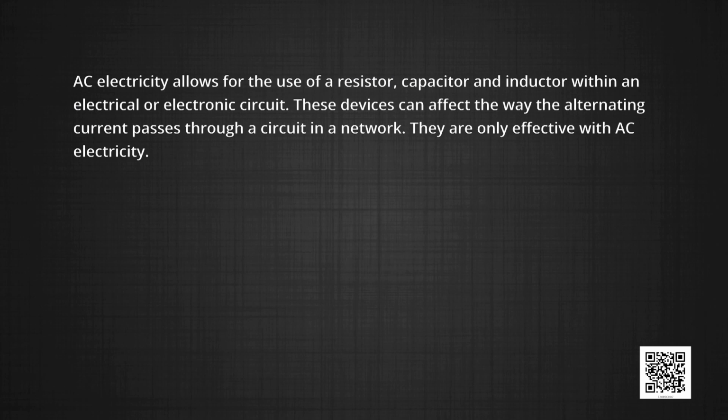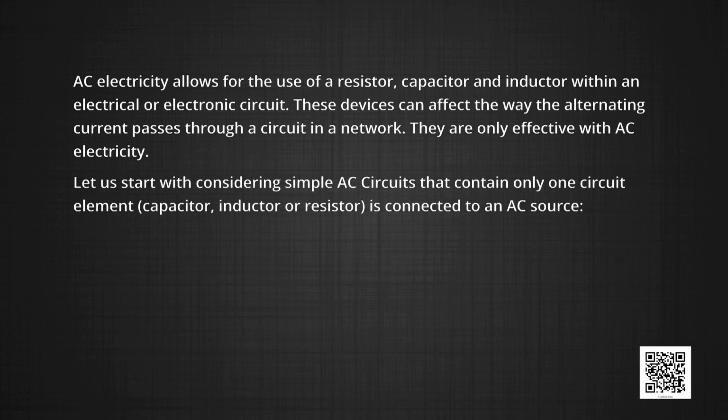As we know, AC electricity allows for the use of resistor, capacitor and inductor within an electrical or electronic circuit. These devices can affect the way alternating current passes through a circuit in a network. They are only effective with AC electricity. So, let us start by considering a simple AC circuit that contains only one circuit element, say a resistor, inductor or a capacitor, connected to an AC source.